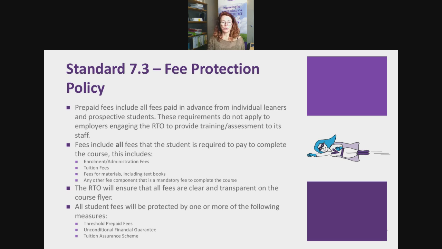Standard 7.3 is around fee protection policy. So it's around all your fees and how you have them set up within your payment structure. So it will be in your policies and procedures, but I'm just going to see if I can open up the policy and procedure manual. Yep. It'll also be on your course flyers, so your fee protection will be in there, and it could also be on your enrollment form.